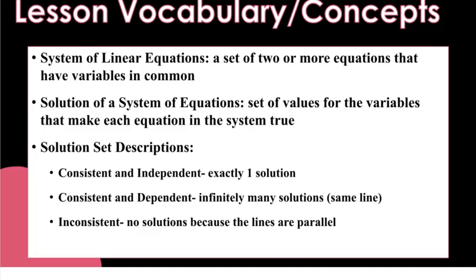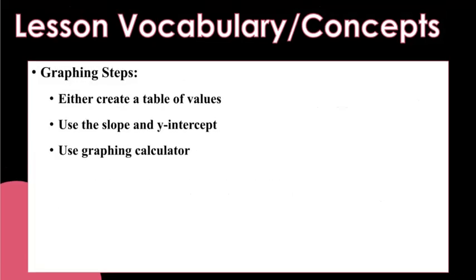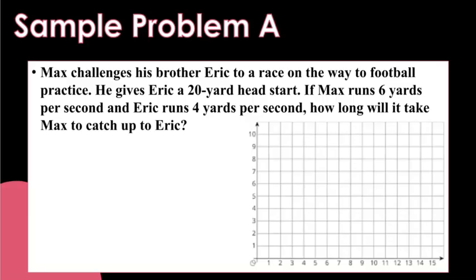So now when it comes to graphing, how do you graph these? You can either create a table of values, input x values in there, come up with your y values. You could use the slope and the y-intercept if it's in slope-intercept form, or you can use your graphing calculator to graph it, or you can use the graphing calculator to create the table of values to plot on your coordinate plane. So let's take a look at our first example.